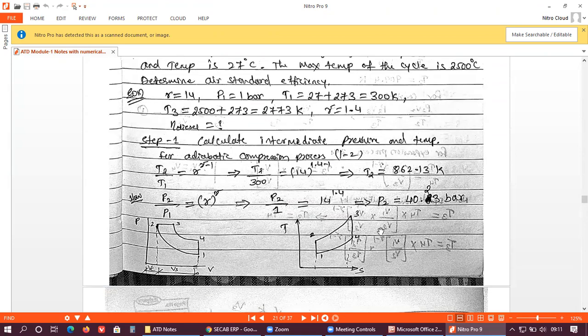So first we will go with the intermediate pressure and temperature, that is T2. First we will calculate T2. If you observe this PV diagram, the process from 1 to 2 is an adiabatic compression process, so the ratio that represents it is T2 by T1 is equal to r raised to gamma minus 1. This is the equation that holds good for an adiabatic compression process.